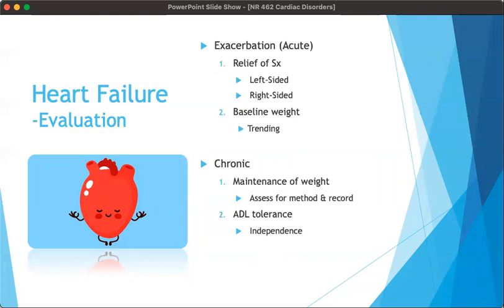For chronic disease patients, so like primary care setting, we want to see the maintenance of their weight. So we want to assess how they're measuring their weight and how they're recording that, to make sure that we have accurate data that they're collecting on their weights, so that we can show that they're managing their disease. And then ADL tolerance. Are they able to continue being as active as they were previously? So they're not in exacerbation, they're not losing function because of the symptoms and the fluid volume excess that they're experiencing. So those are kind of the big things we want to be evaluating for. And that's all we've got for heart failure, guys.